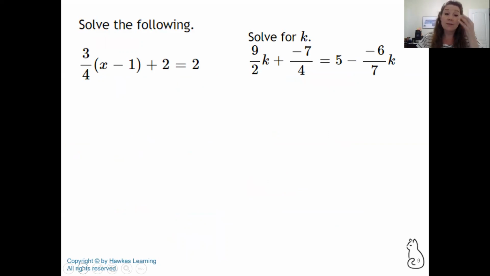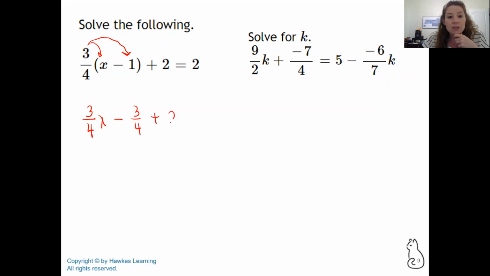All right. On this one, we're going to go ahead and use the distributive property first, and then we're going to look at our denominator. So 3/4 times x is 3/4 x. 3/4 times -1 is -3/4 plus 2 equals 2. So we see that our common multiple is 4. So we're going to multiply by 4, multiply by 4, multiply by 4, and multiply by 4.